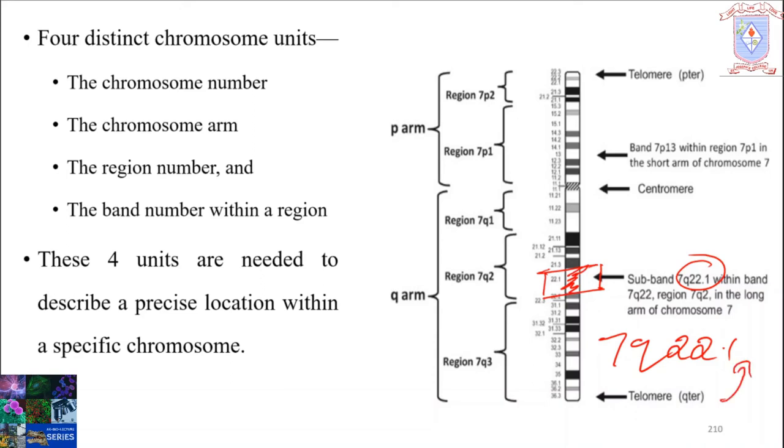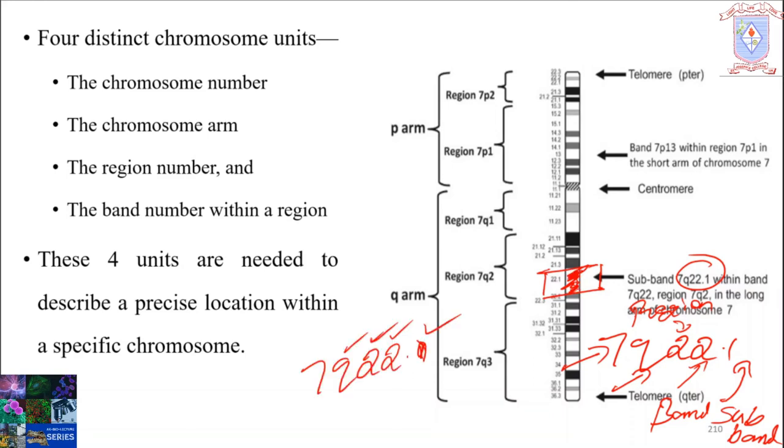first subband of the second band at region 2 of the q arm of the 7th chromosome. The subbands are also numbered from the centromere out towards the telomere.